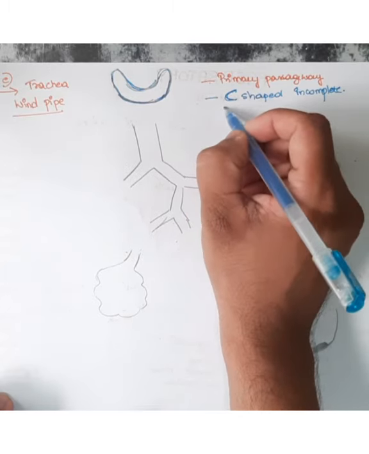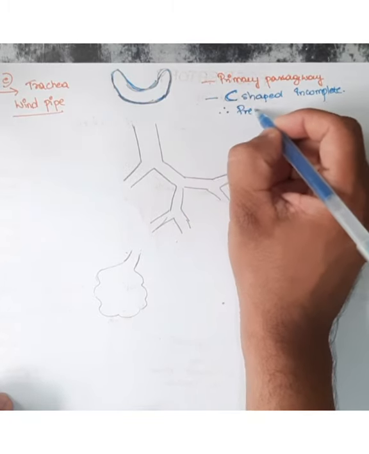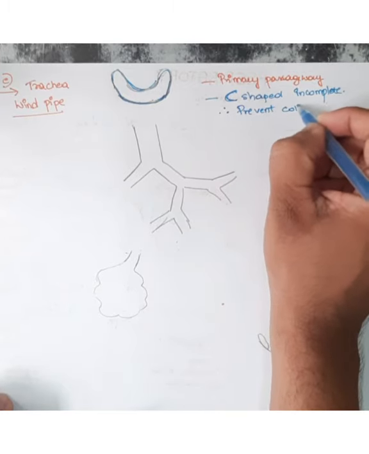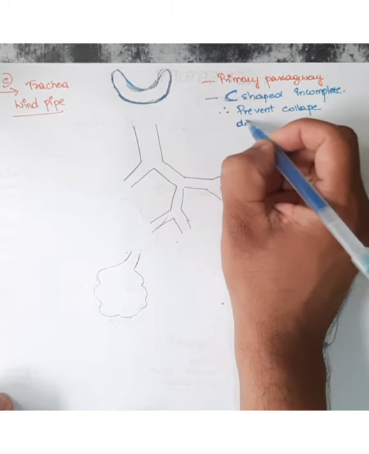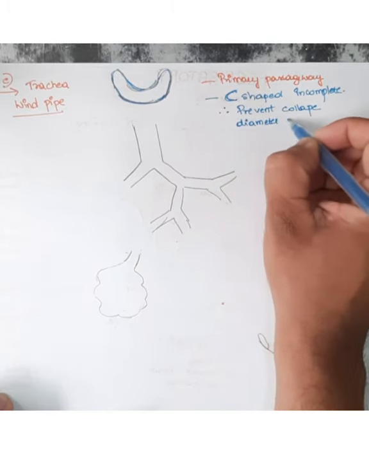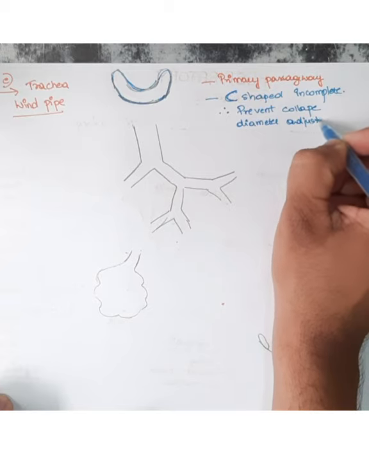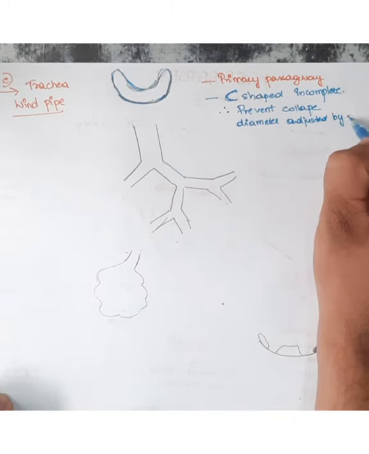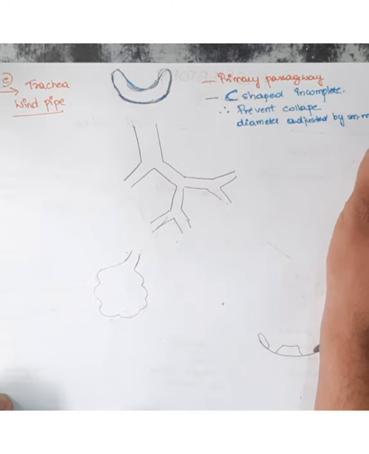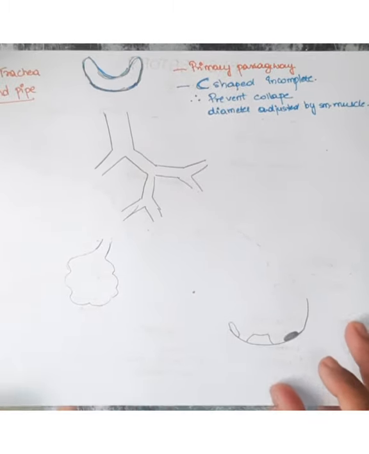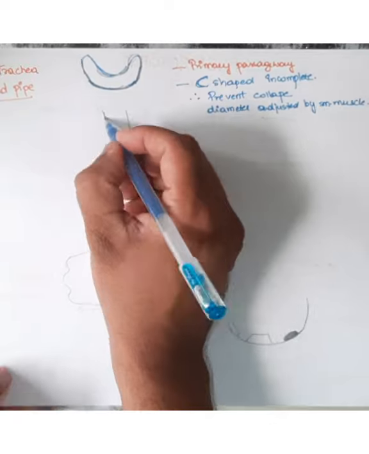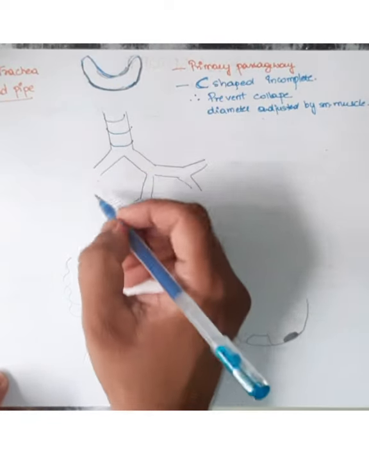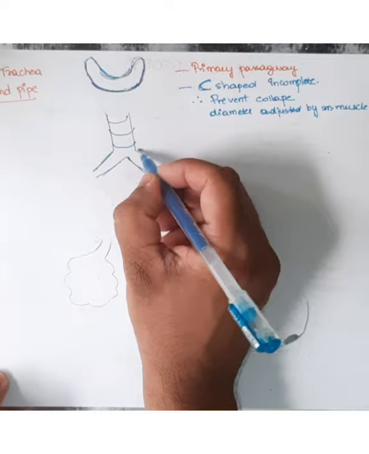This is very much important to prevent the collapse of the trachea, and also the diameter can be adjusted by the smooth muscles that are present. This trachea later divides into right and the left bronchi.